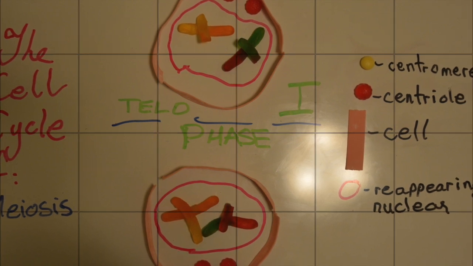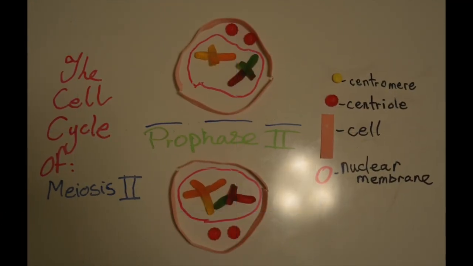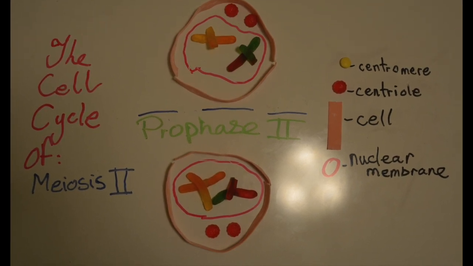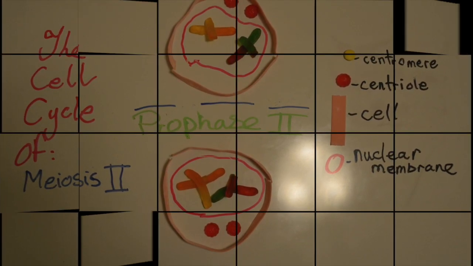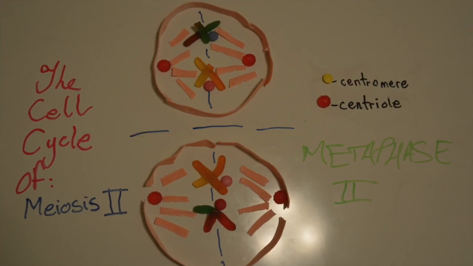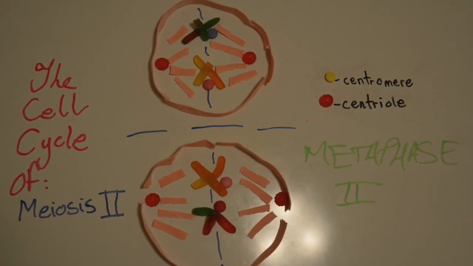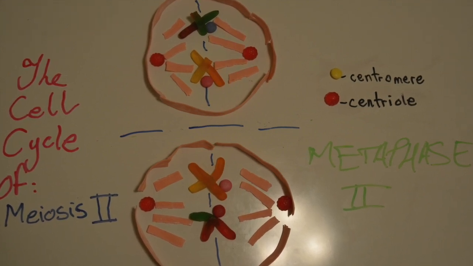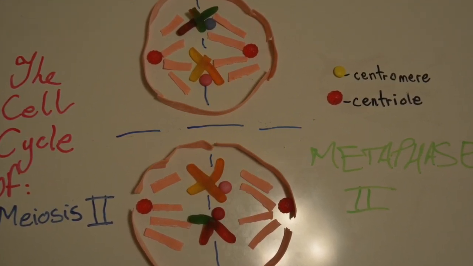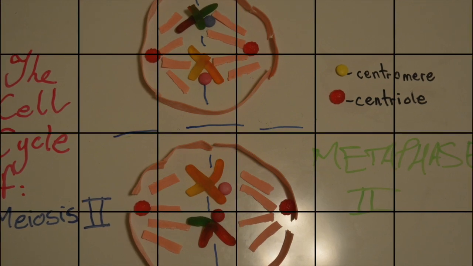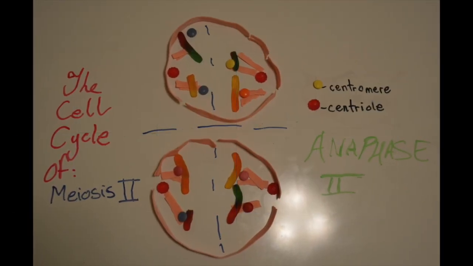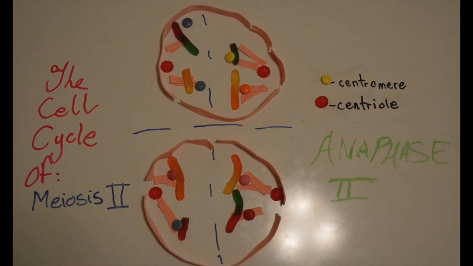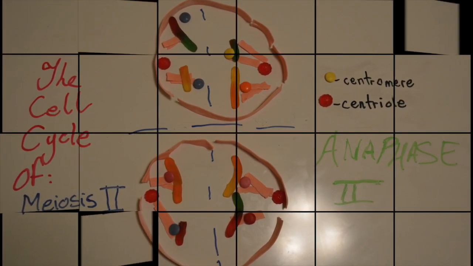Instead, it goes through meiosis II, in which in prophase II, the nuclear membrane dissolves and the spindle fibers form again. In metaphase II, each chromosome, consisting of two chromatids, aligns along the equatorial plate, and the chromatids are held together by the centromere. In anaphase II, the chromatids of each chromosome break apart and migrate toward opposite poles. Now the chromatids are called chromosomes.